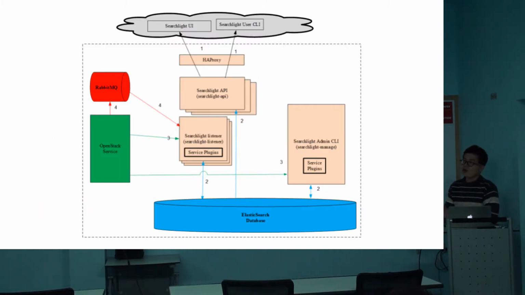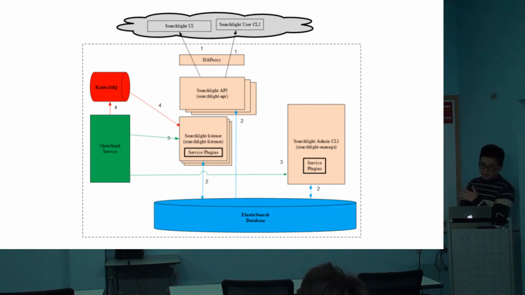This is the general architecture of Searchlight. Basically, Searchlight is based on Elasticsearch, the search engine that you may be familiar with. The first time you deploy Searchlight, it will index all of the information of the OpenStack services into Elasticsearch. Then the Searchlight listener listens to all of the updates of the services and pushes that information to Elasticsearch, and there is an API and a command line interface for querying the information. That's the very basic, very simple architecture.